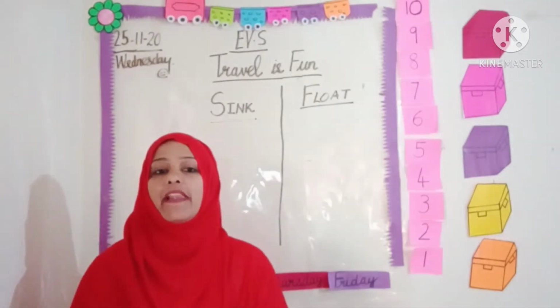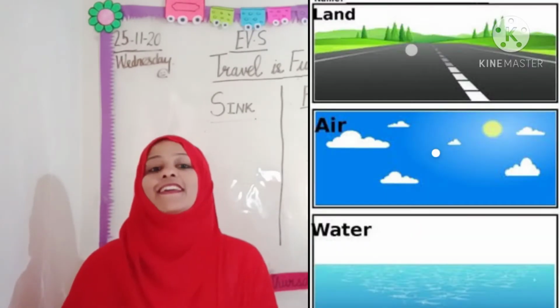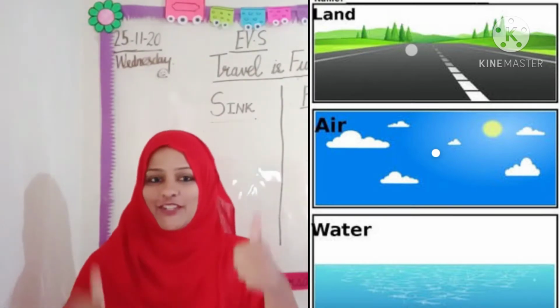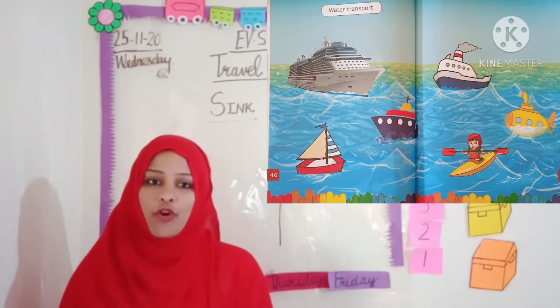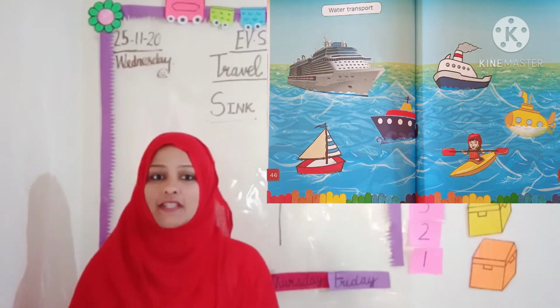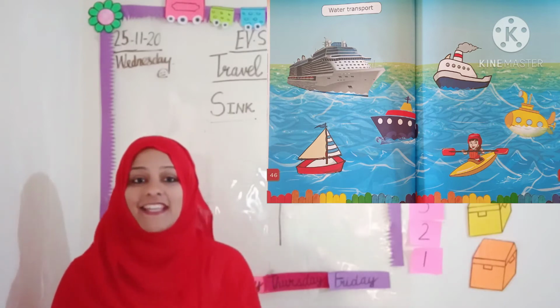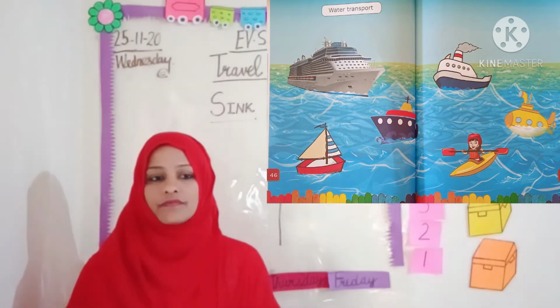That's right. We learned three different means of transport. That is land transport, water transport and air transport. Good job. And now, do you see a picture over here? Yes. What are these? Which means of transport are these? Let's look at the picture and answer. Yes, that's right. These are the means of water transport.